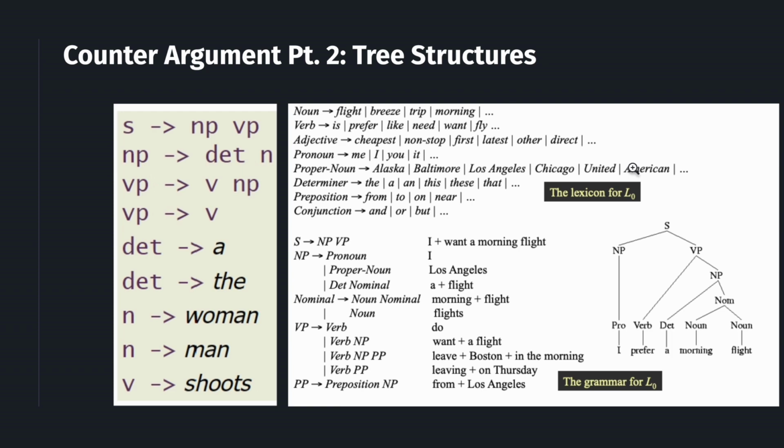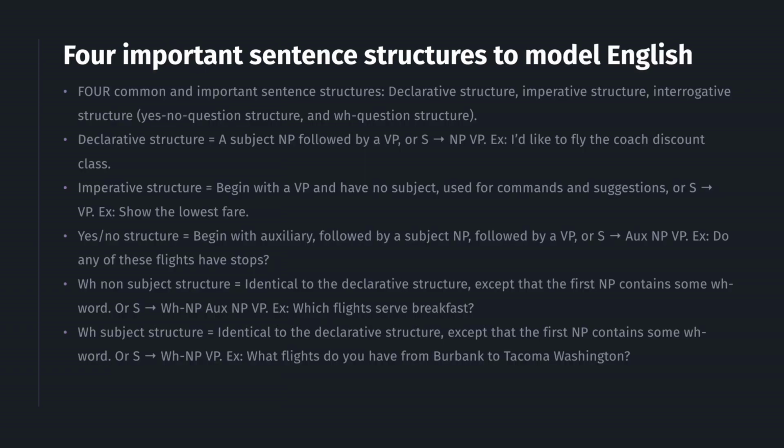There are 4 important structures to these sentences that are used to model English. The first is the declarative structure, which is just a subject noun phrase followed by a verb phrase. Then there's the imperative structure, which begins with a verb phrase and has no subject. It's used for suggestions or commands. And there's the yes-no structure, which begins with an auxiliary, followed by a subject noun phrase and a verb phrase. An example of the yes-no structure is, "Do any of these flights have stops?"